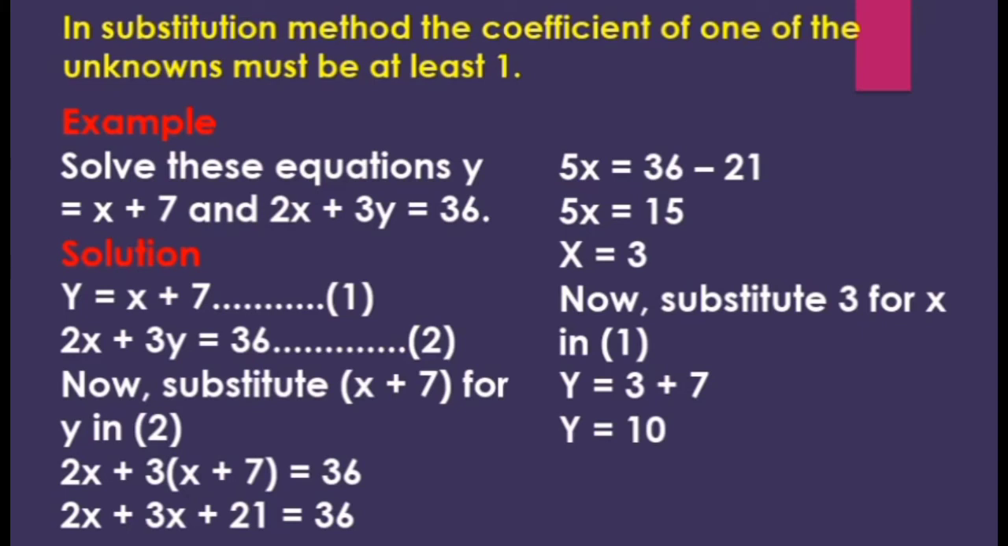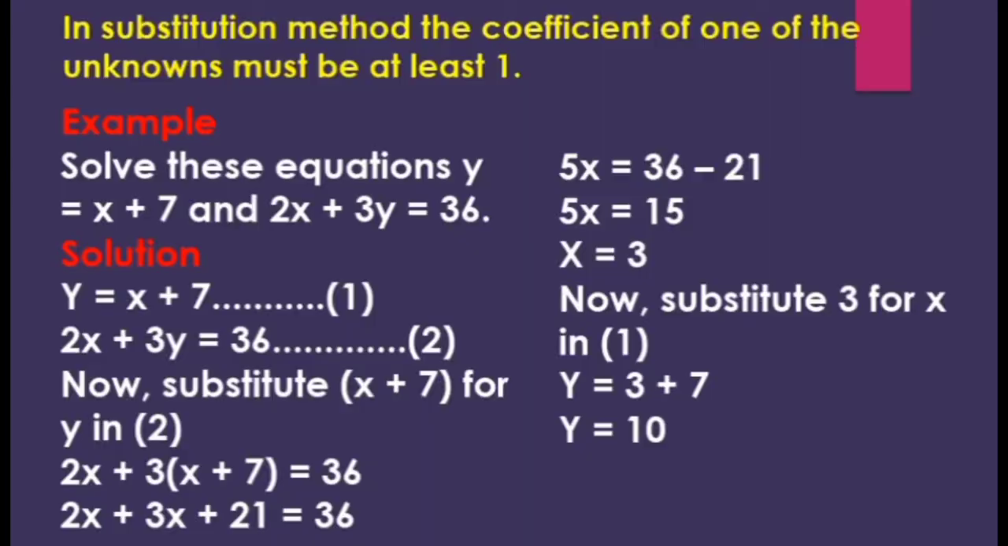And when we do that in equation 2, we have 2x plus 3 bracket x plus 7 is equal to 36. When we open our bracket, we have 2x plus 3x plus 21 is equal to 36. Then we collect like terms. When we collect like terms, we have 2x plus 3x is equal to 5x. Then we have 36 minus 21. So divide both sides by 5. We have x is equal to 3. Now substitute 3 for x in equation 1. You have y is equal to 3 plus 7. y is equal to 10.